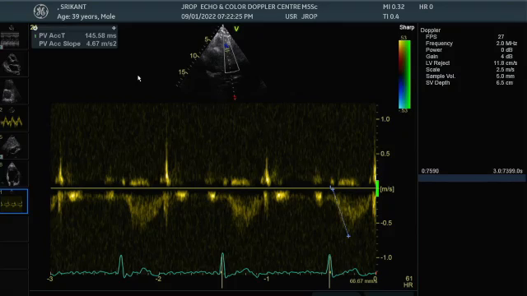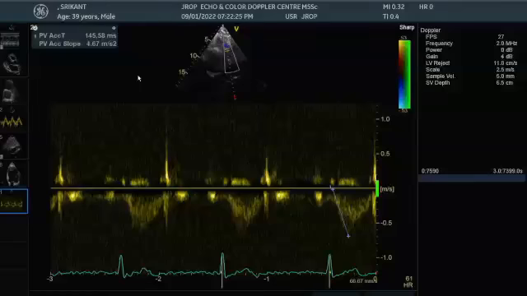Normal pulmonary artery pressure is only 25 or less than that. 25 to 35 is mildly raised. 35 to 45 is moderately raised. More than 45 is severely raised.